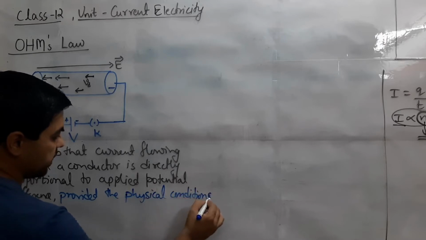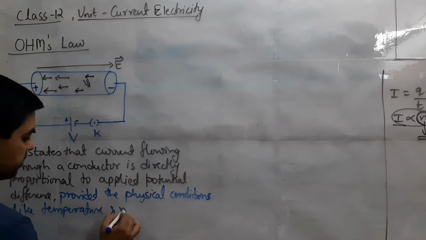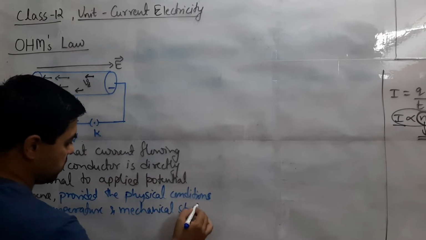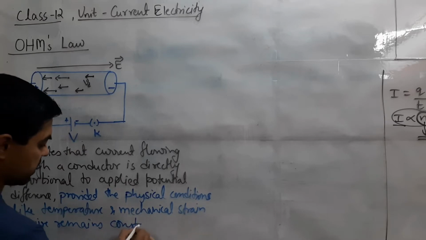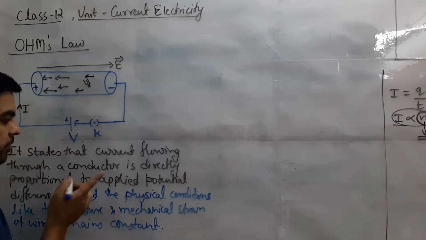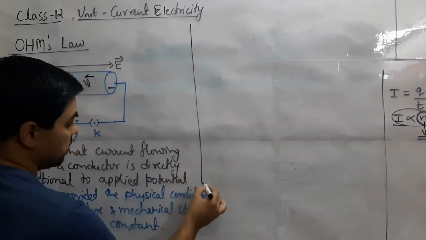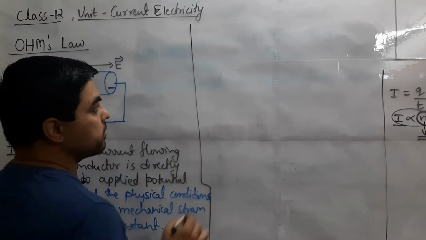in which we have like temperature and mechanical strain of wire remains constant. If these factors are kept constant, then only we will get the relation between I and V as direct proportionality, otherwise the relation will be disturbed. And why it is so? So that we can slightly discuss here, and later in detail we will discuss in the derivation also.